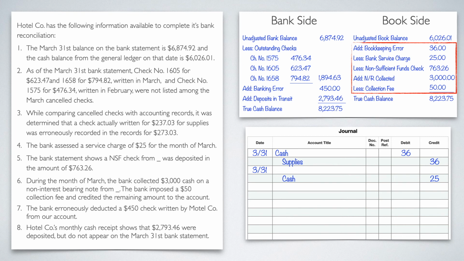Bank service charge, this is just what we have to pay in order to use their services. So we're going to expense it because we've used them. And so we're going to debit banking expense for that $25.